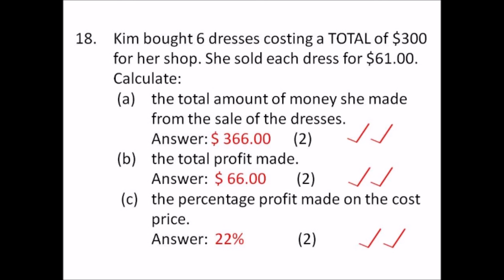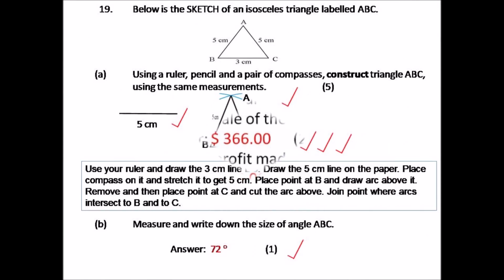The total amount of money she made from selling the dress will be $366. The profit is $66. The percentage profit made on it would be 66 over 300 times 100, and you would get 22%. That would be the percentage profit, guys.